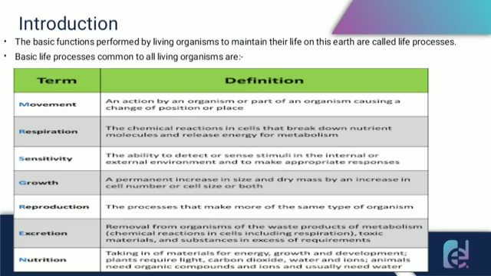Then the next process is excretion, and excretion is removal of the waste products of metabolism from the body. And the last one is nutrition. Nutrition is taking in of materials for energy, growth and development. For this, plants require light, carbon dioxide, water, ions, minerals, etc. So we'll be discussing nutrition particularly.